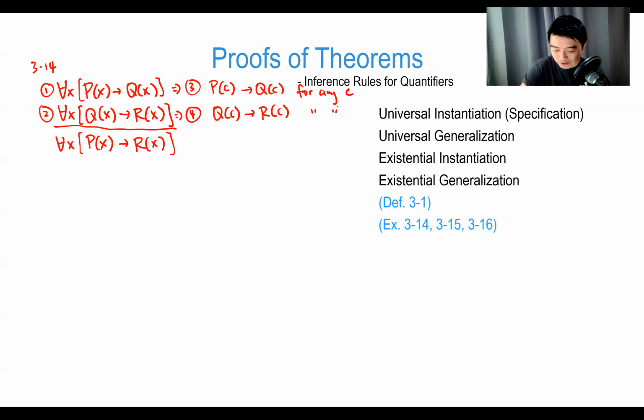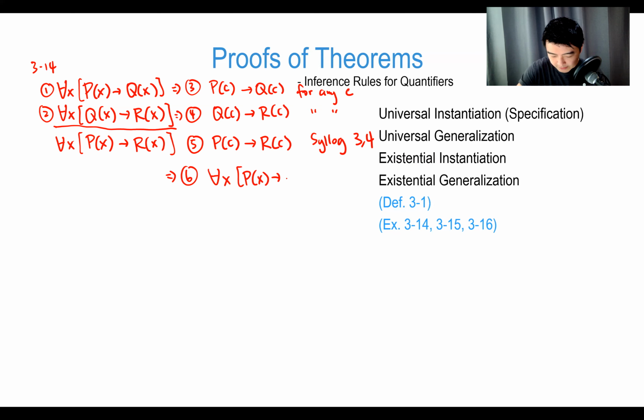Well, this proof is just really one line because now when we have P of c and Q of c and R of c, those represent one statement. And now we can apply the syllogism law and we can say P of c implies R of c through syllogism of number 3 and number 4. So at this point, we know that c represents anything in the universe. And therefore, number 6, we can now say for all x, P of x implies R of x. And this was using the universal generalization law.